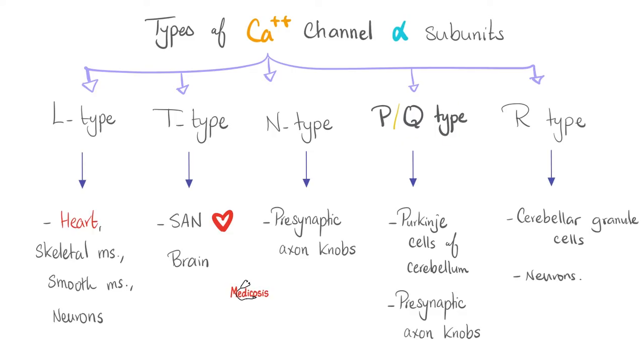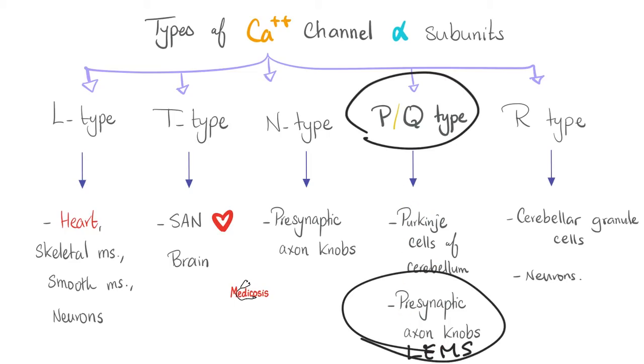The ones that are affected in Lambert-Eaton are the PQ type, which are found in the Purkinje cells of the cerebellum and presynaptic axon knobs. This is what we're talking about.